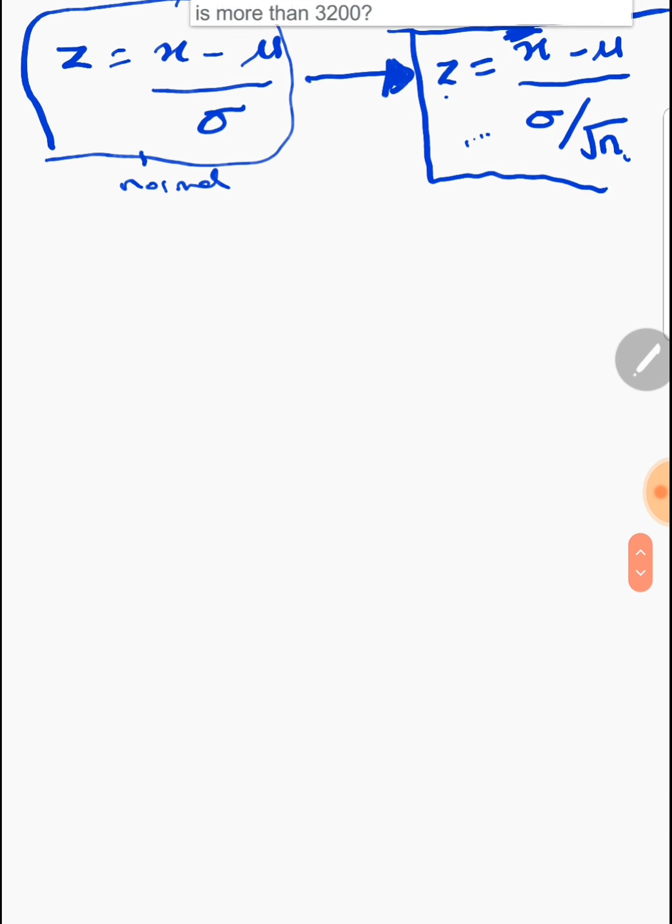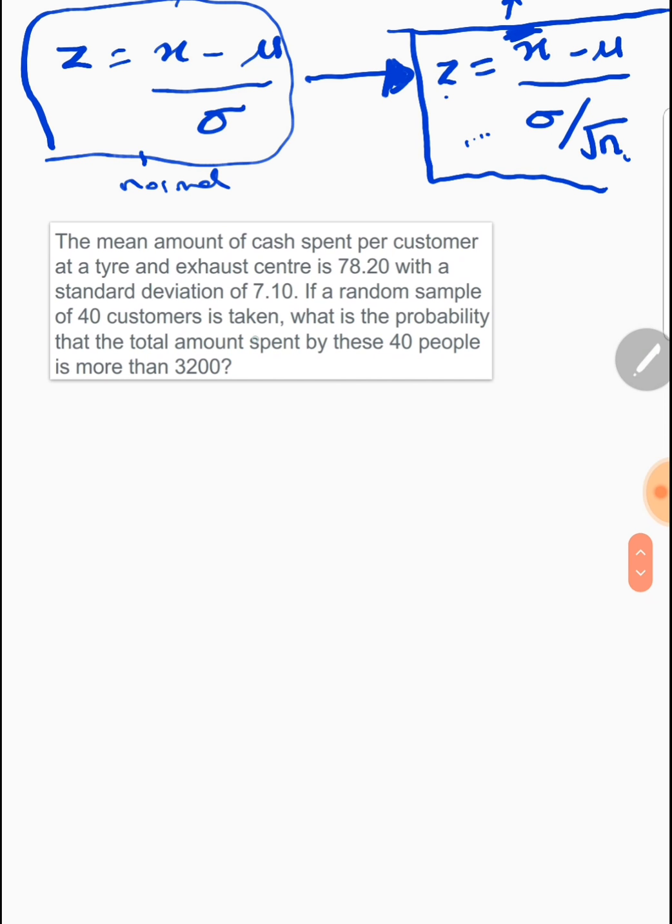Say, and this is actually extracted from our lecture note, we have a mean amount of cash spent per customer at the tire and exhaust center of 78.2 with standard deviation of 7.10. If a random sample of 40 customers is taken, what's the probability that the amount spent by these 40 people is more than 3,200? So in questions like this, or in all the maths questions, I always like to look at what are the data that they actually gave.